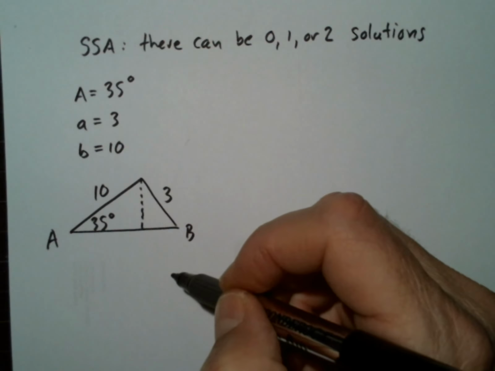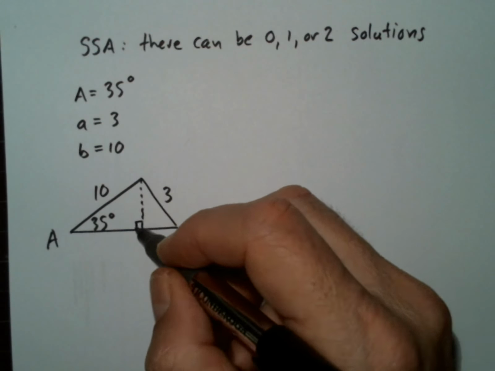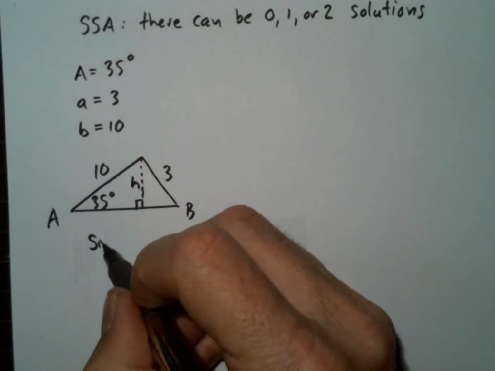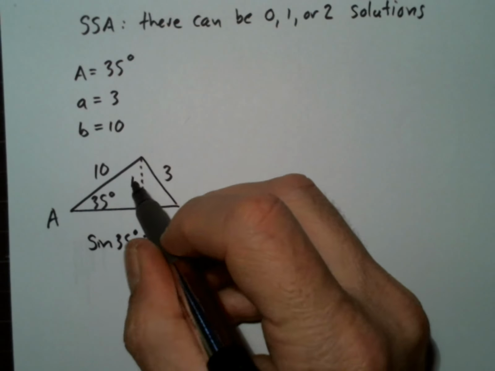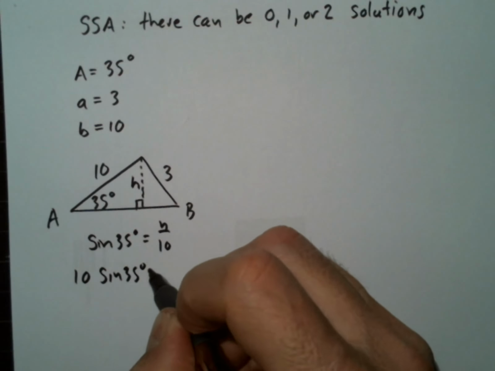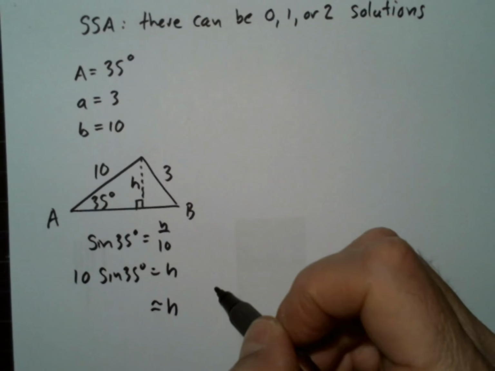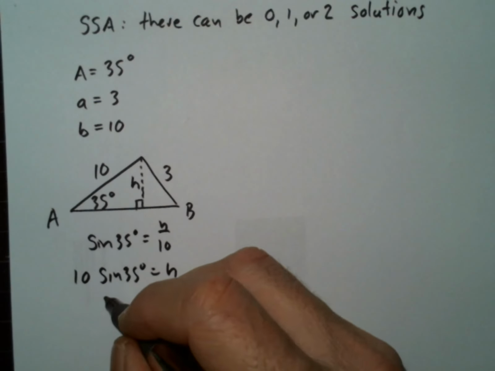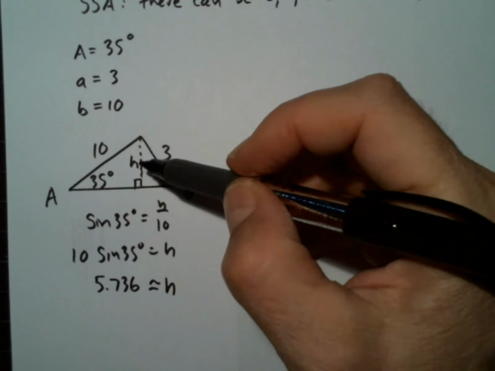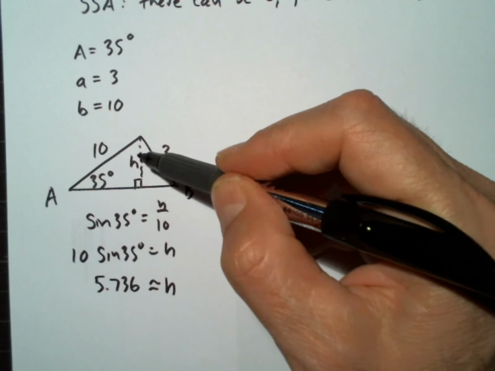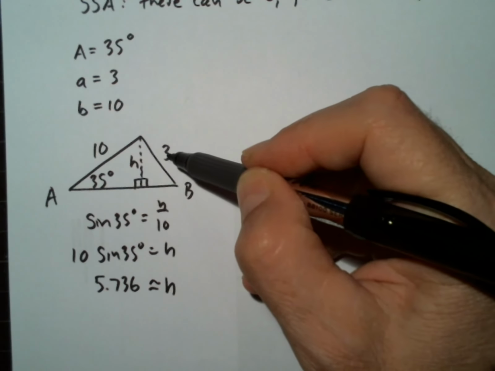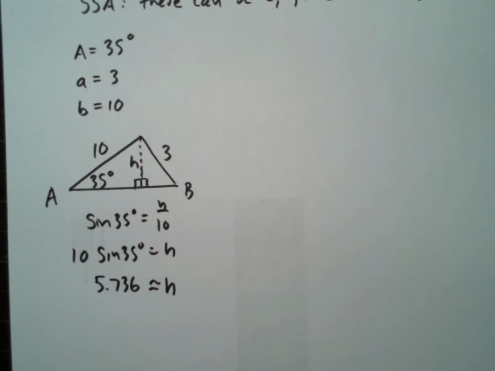Let's find the height. The height here, if we did right triangle trigonometry, we have sine of 35 is h over 10, and then we have 10 sine 35. So the height is 5.736. And now we look up here. If the height is 5 or more than 5, then the hypotenuse of this right triangle has to be larger than 5. If this is only 3, then it will not form a triangle.